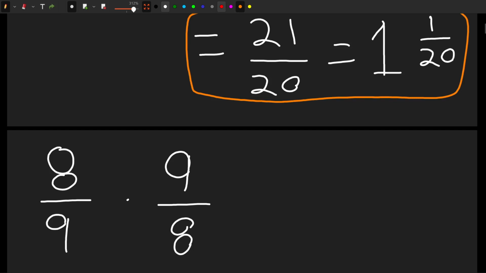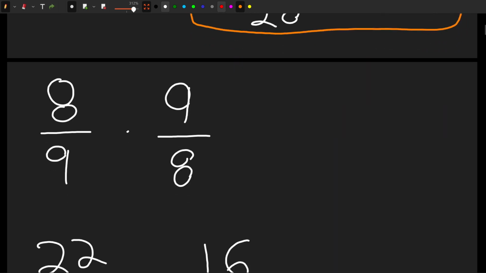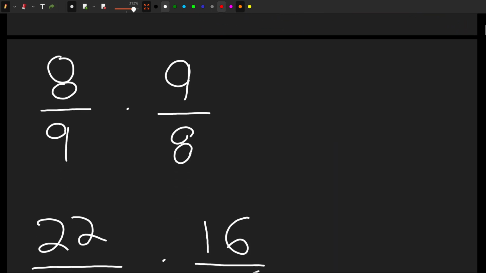All right, on to the next problem, which is 8 ninths times 9 eighths. For the astute minds out there, you'll realize that this is actually a trick problem, and that 8 on top, 8 on the bottom, that can cancel out. 9 on top and 9 on the bottom will cancel out with each other, and we're just left with a nice, solid 1.